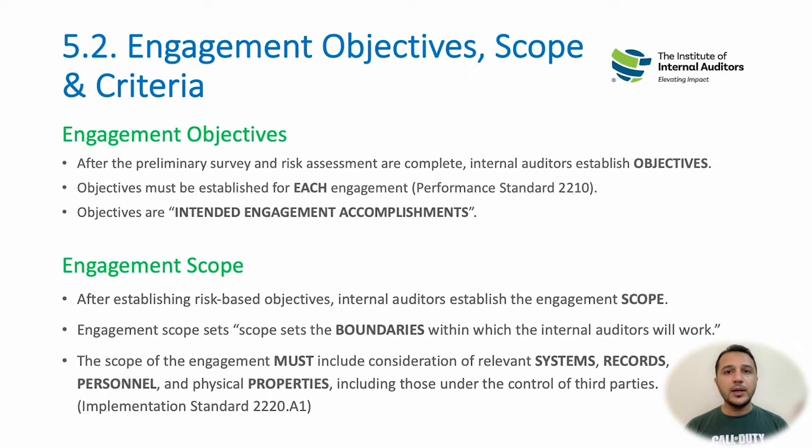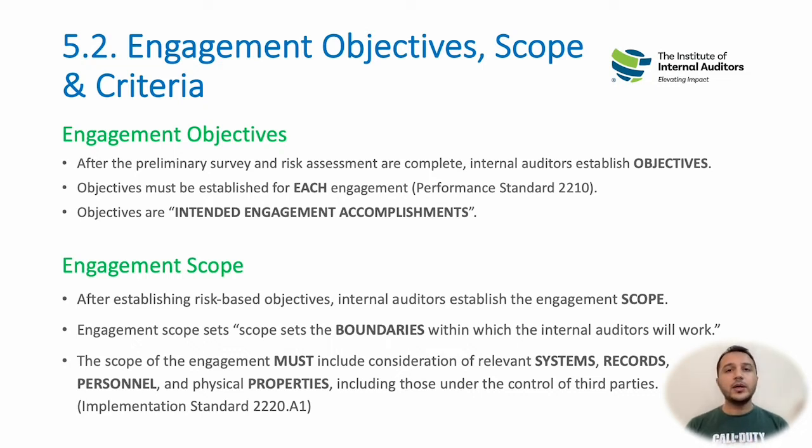At the engagement planning level, the first step is to have a preliminary survey just to have a better understanding of the entire process. The second step is to carry out a risk assessment. And the third step, based on the information you have already gathered, is to make the objective of the engagement: what are the key engagement objectives that you want to achieve by the end of your entire assurance engagement or consulting engagement.